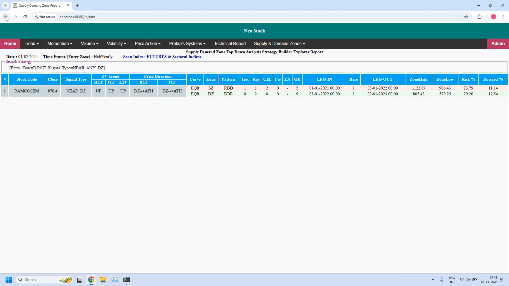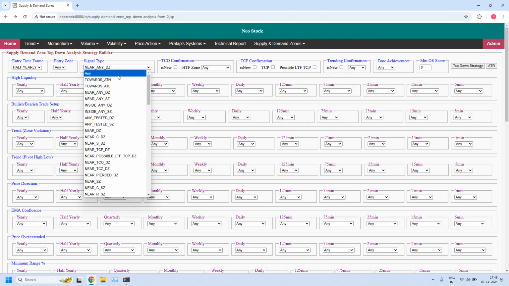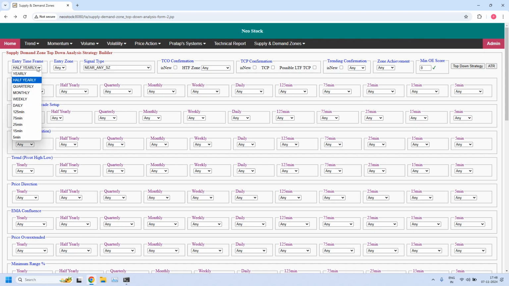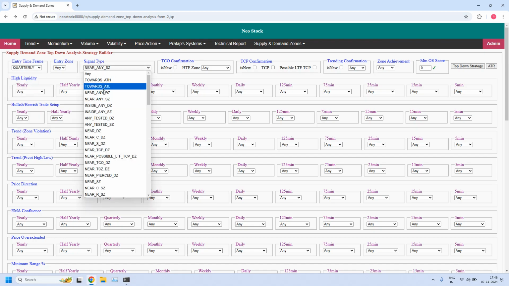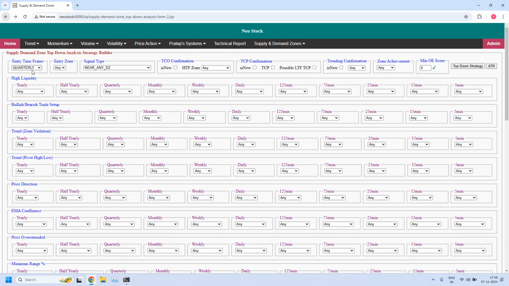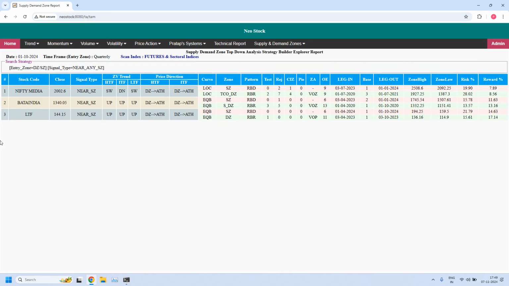Okay, next for half-yearly time frame, let's find the stocks near half-yearly supply zone. One stock is filtered. Next time frame is quarterly. Let's find the stocks near quarterly demand zone. 3 stocks are filtered. Next, for quarterly time frame, let's find the stocks near quarterly supply zone. 3 stocks are filtered.